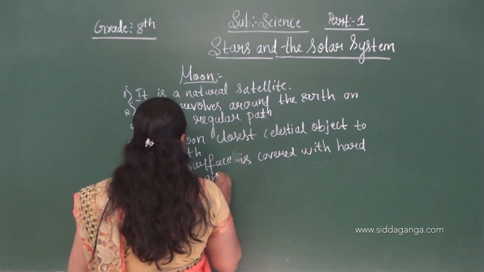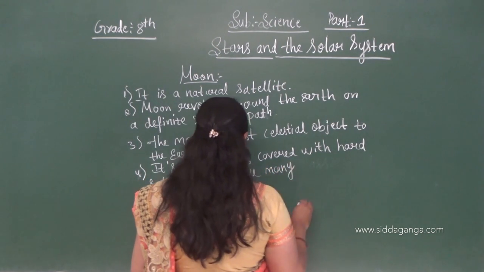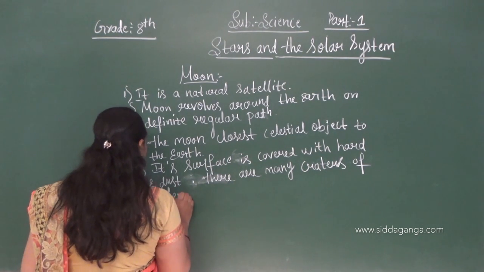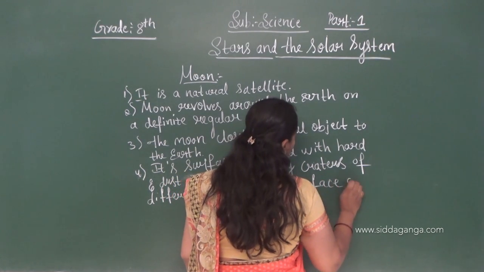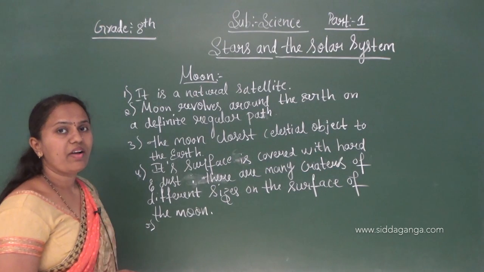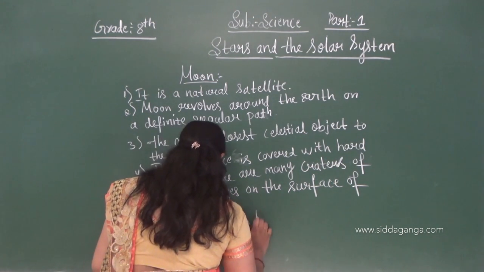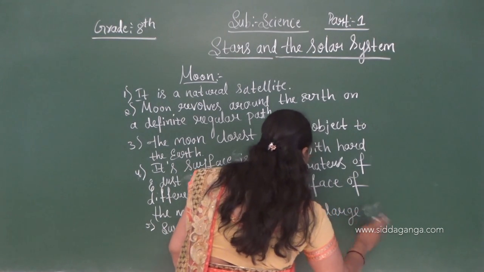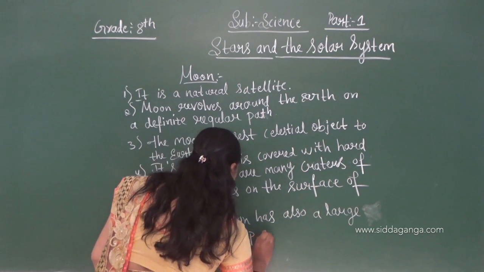Its surface is covered with hard rock and dust, and there are many craters of different sizes on the surface of the moon. Okay, and also it contains steep and high mountains. The surface of the moon also has a large number of steeps and high mountains.